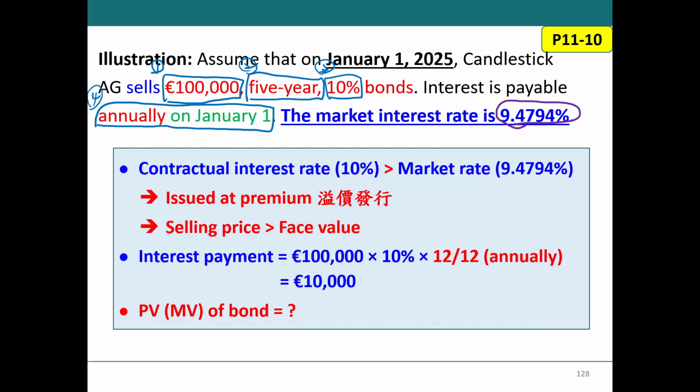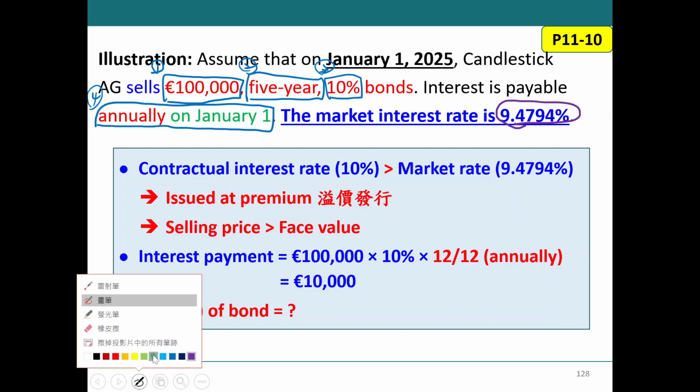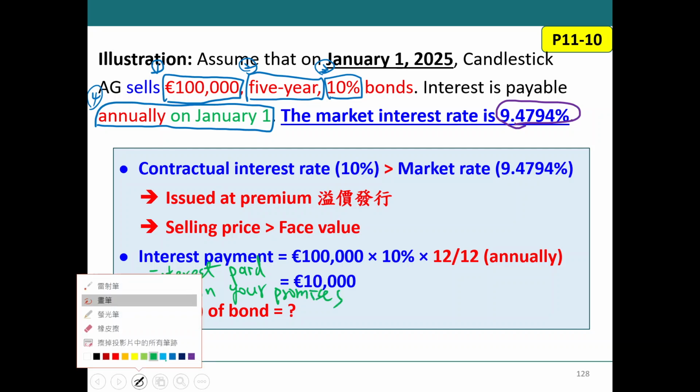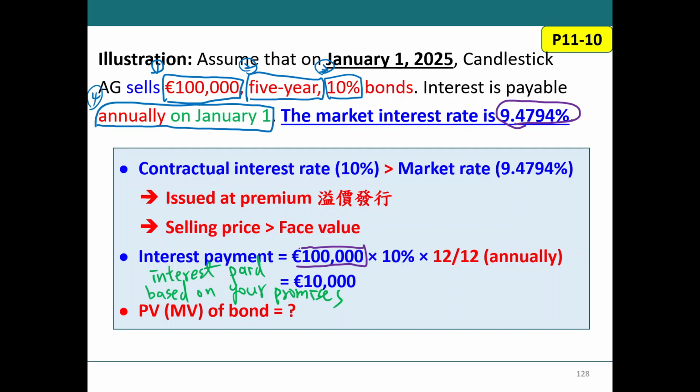So don't forget, interest you paid is based on what? Based on your promise. Okay, so that's why we use your promise principal. We use your promise 10%, okay, to figure out how much money we are going to pay for interest, $10,000, okay?